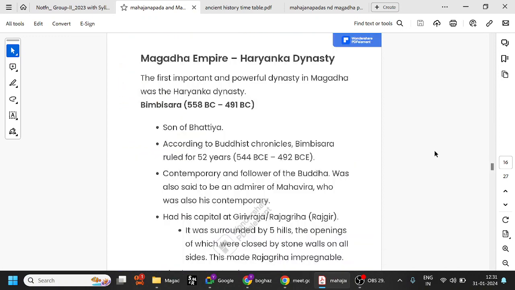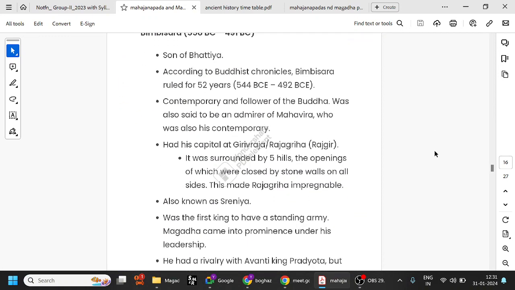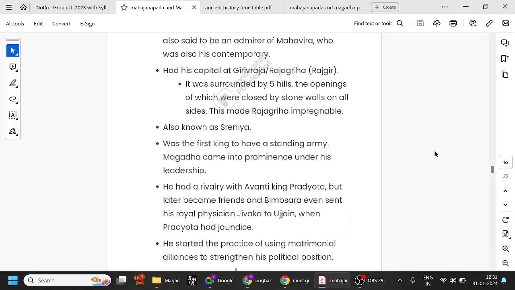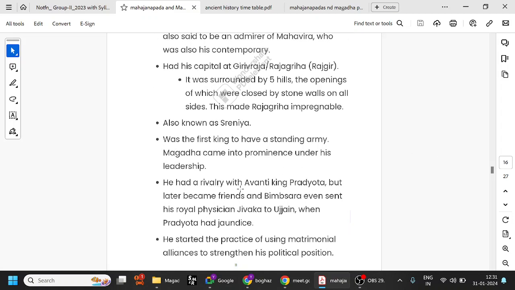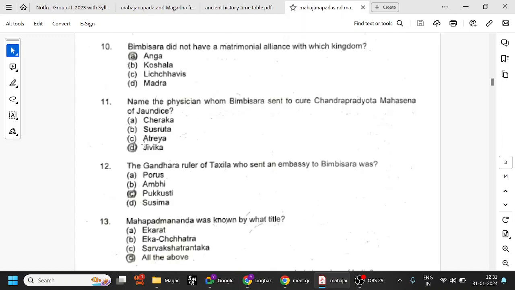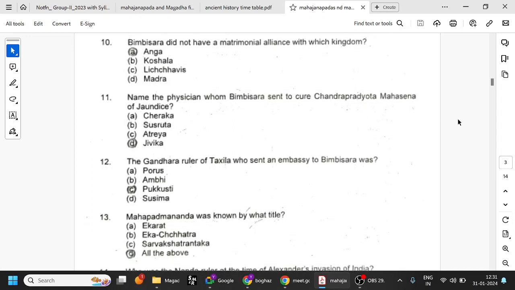We've seen it, right? Bimbisara, capital at Girivraja, etc. He had a rivalry with Avanti king Pradyota, but later they became friends and he sent his royal physician Jivaka to Ujjain. That is what the question is asking here. The physician is Jivaka, and he was sent to cure Pradyota of Avanti. Remember that also. Avanti, and Avanti capital is Ujjain.